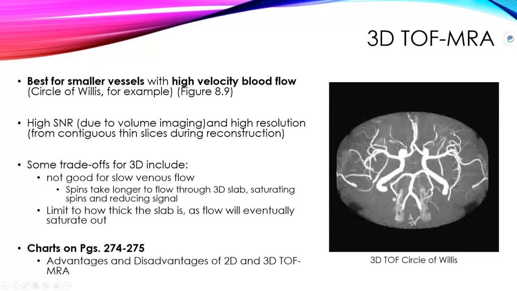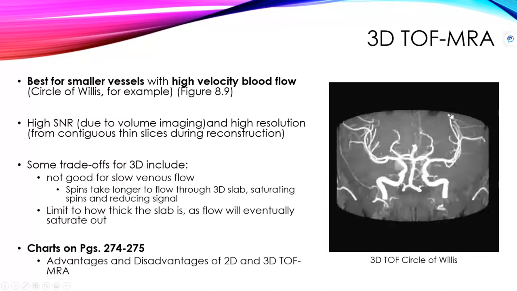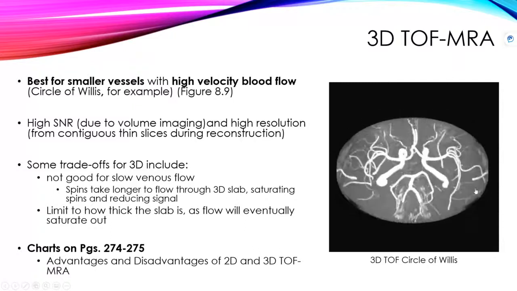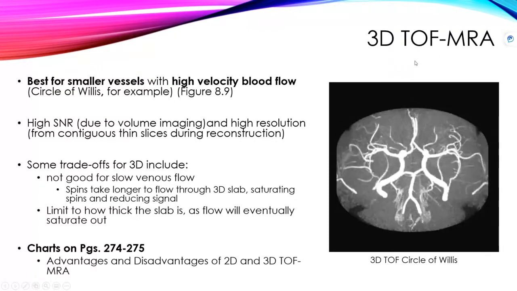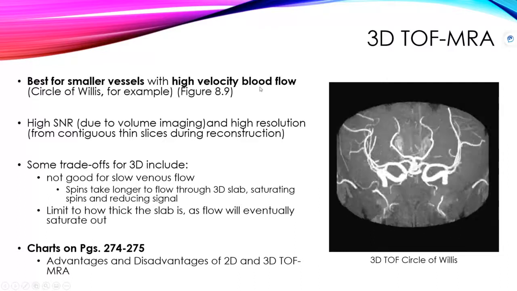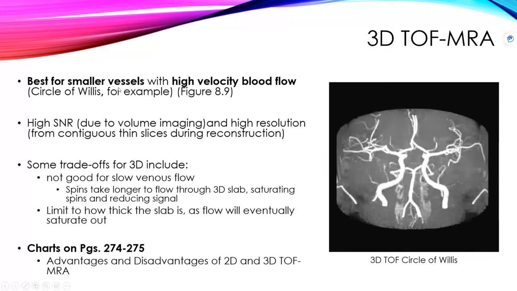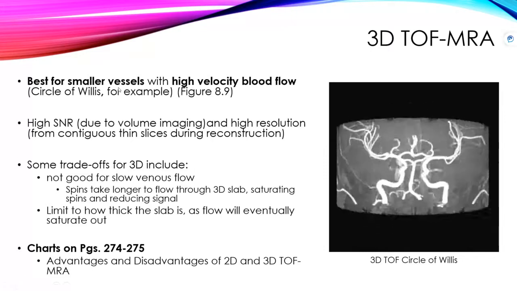But once we have created this circle of Willis image, we can flip it, spin it, tumble it, whatever. So we use 3D time of flight on this image because it's a high velocity blood flow. The brain has a high velocity blood flow, and it's smaller vessels, so we're using a smaller field of view.